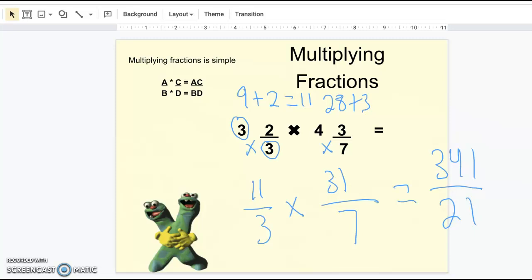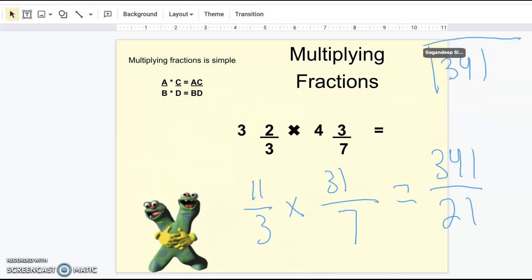So remember, a fraction is a glorified division problem. Okay, so what do I have to do here? I got to divide 341 by 21, and let's see what we get. Okay, I'm going to go ahead and erase some of this stuff up here so I can get a little bit more room to work with. So let's go ahead and divide now.